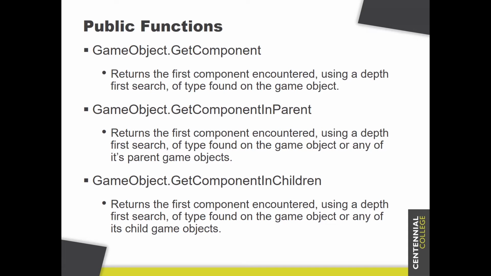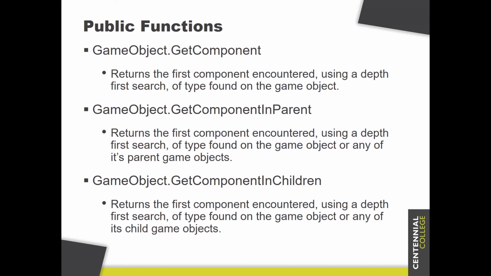GameObject.GetComponent returns the first component encountered, using a depth first search, of the type found on the GameObject. Type meaning the type of component you're searching for. This will look on the object itself for that particular component. That's what GetComponent does. It looks on the object itself in that particular hierarchical layer for that particular component.